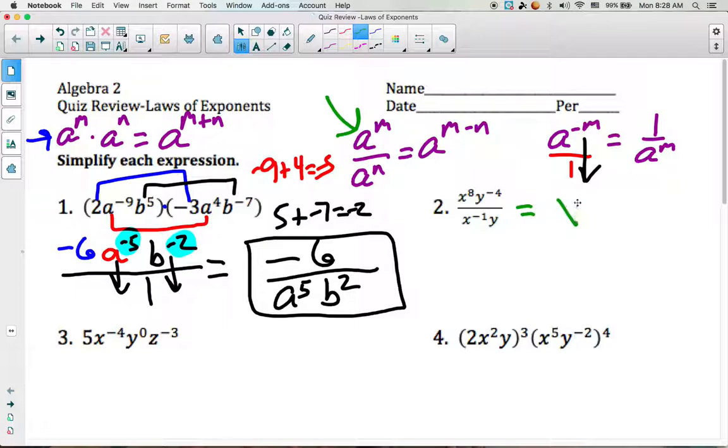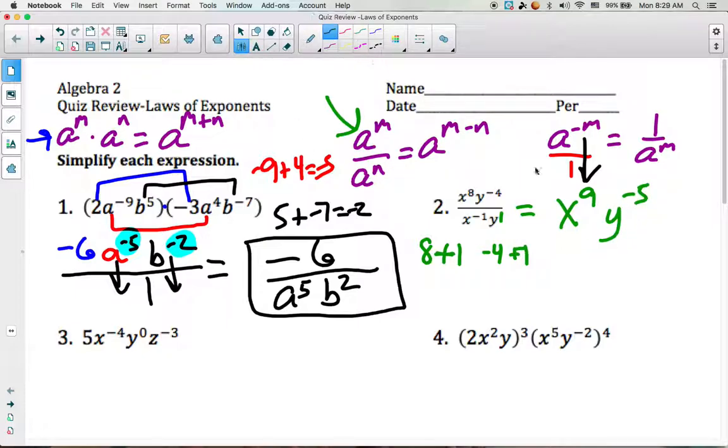So we're going to keep the base of x, and we're going to take 8, and we're going to subtract negative 1 from it. And remember, when you have a minus minus, it becomes a plus. So 8 plus 1 is 9. Then we'll look at our base y. We'll have negative 4, and then this is y to the first, so negative 4 minus 1 gives us, keep, change, negative 5.